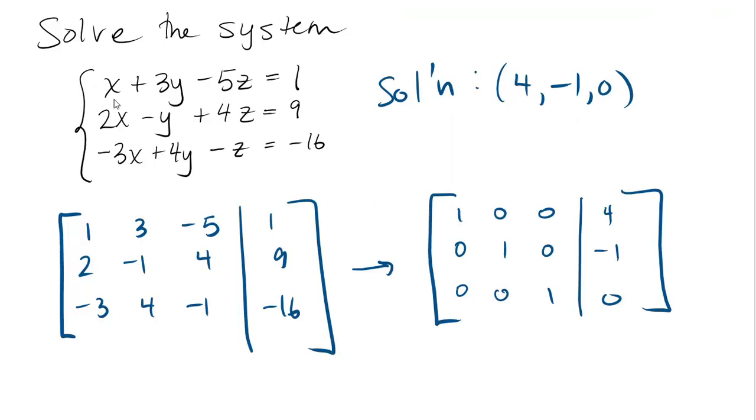Let's check this solution. 4, 3 times negative 1 would be 4 plus negative 3, that's 1. 5 times 0 is 0, and 1 minus 0 is 1. Yeah, it works there. 2 times 4 is 8, minus negative 1 would be 9, plus 4 times 0 would still be 9. And negative 3 times 4 is negative 12. 4 times negative 1 is negative 4. Negative 12 plus negative 4 is negative 16. Minus 0 is negative 16. Yes, this is the solution.